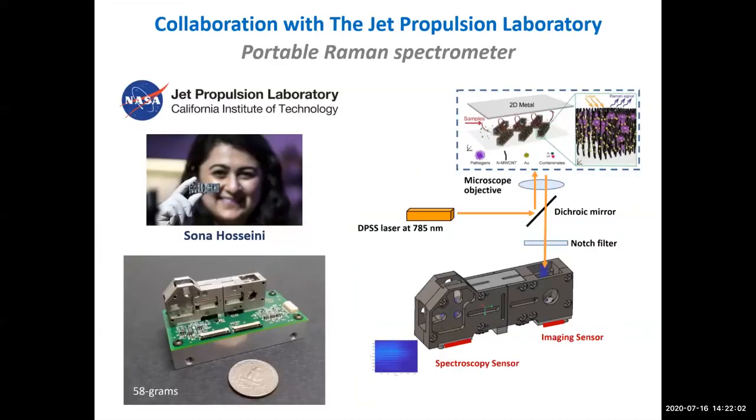And this is a new project as well, where we are trying to make things smaller. Can we make a Raman spectrometer which is, let's say, handheld? Together with Sona Hosseini, who is at the Jet Propulsion Lab, working at NASA, making these spectrometers for space exploration. They want to use this spectrometer to detect water on Mars, or water on the moon, right? And this is what we are working on.